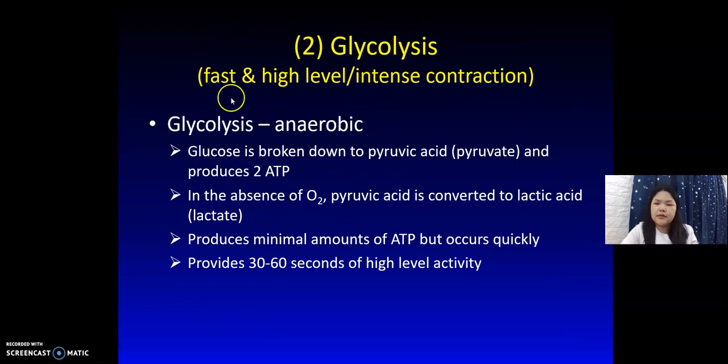Glycolysis produces fast and high-level intense contraction. Glycolysis is anaerobic. Glucose is broken down to pyruvic acid, or pyruvate, and produces 2 ATP. In the absence of oxygen, pyruvic acid is converted to lactic acid, or lactate. It produces minimal amounts of ATP, but occurs quickly and provides about 30 to 60 seconds of high-level activity.